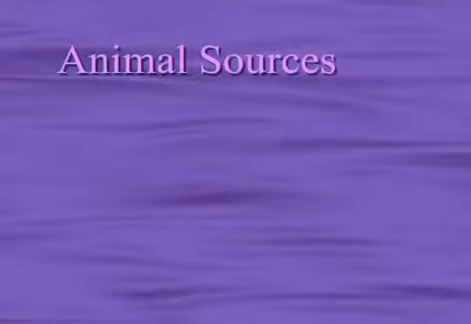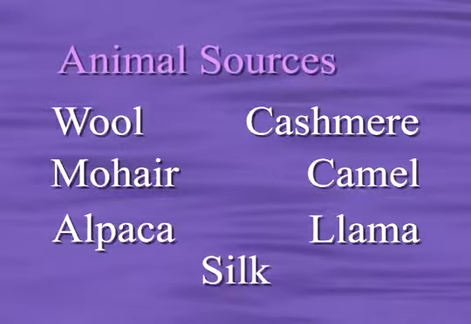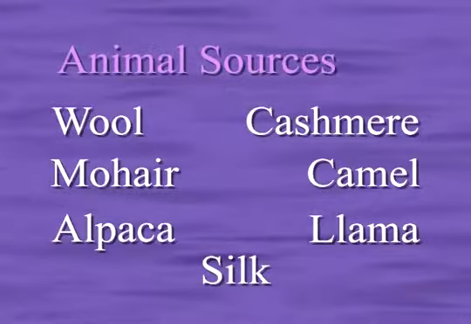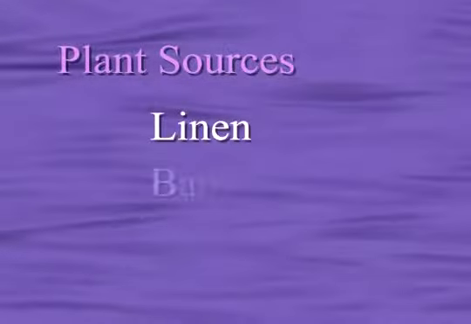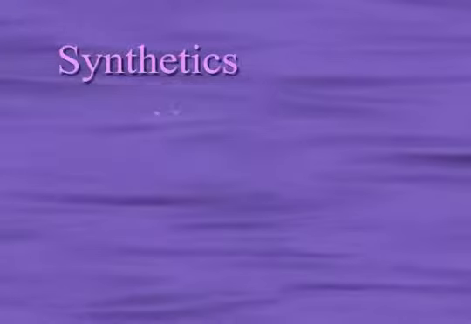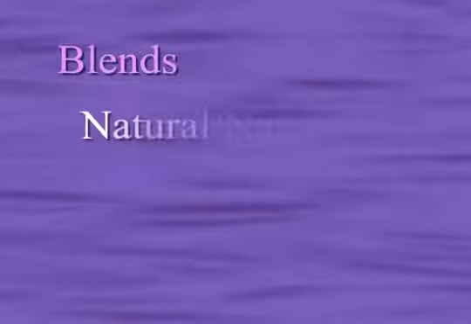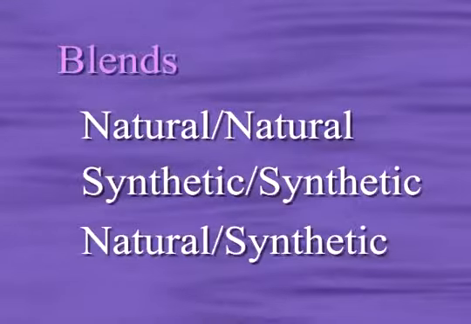First are the natural sources. The natural sources of yarn fall into two categories: animal sources and plant sources. Animal sources include wool, mohair, cashmere, alpaca, camel, llama, and silk, while plant sources include linen, bamboo, and cotton. Next, we have synthetic fibers such as nylon, polyester, and acrylic. And finally, we have blends of natural and synthetic fiber combinations.